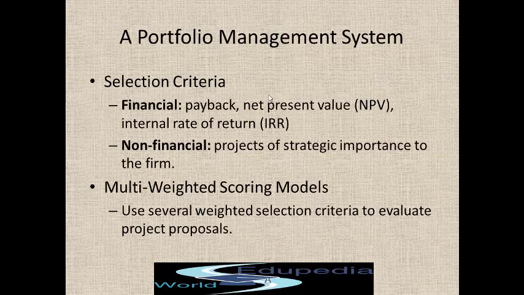In portfolio management, how does the selection happen? You come up with a list of projects and you want to select a project. From a financial perspective, you look at payback value, the net present value, and the internal rate of return. Those are some of the key parameters in finance. For non-financial parameters, you look at strategic importance to the organization, how important it is for the organization. And also use multi-scoring models, using several weighted selection criteria to evaluate the project proposals.